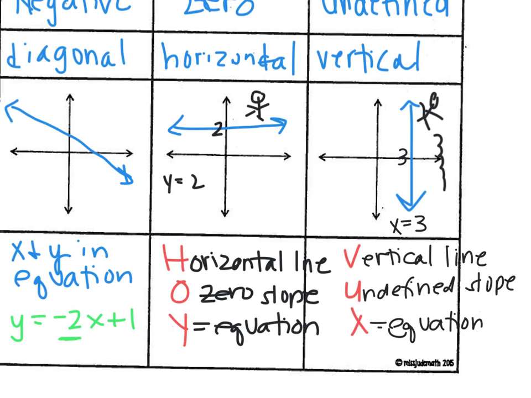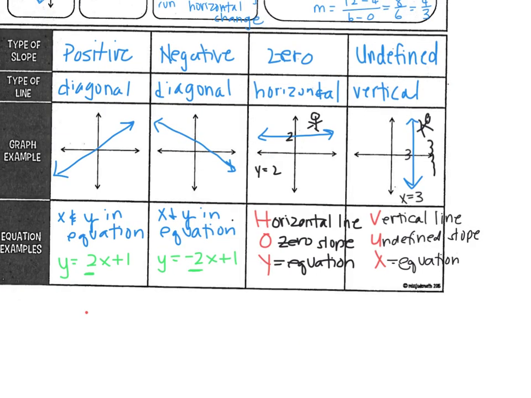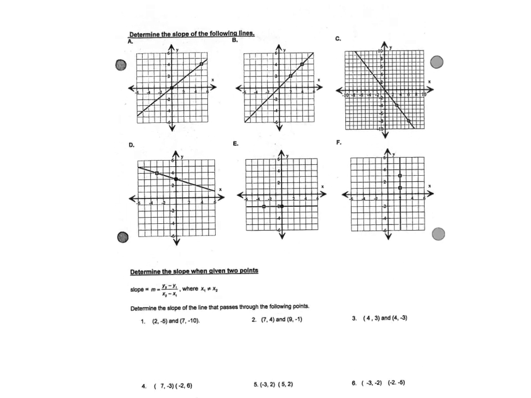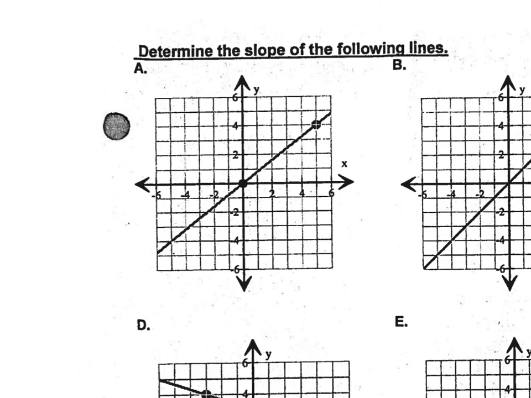So now we're going to look at some different pictures first and see if we can come up with their slope, which is just like the first part of your homework. So just like the first part of your homework, we're going to be given a graph, and it's going to say, hey, determine this slope.